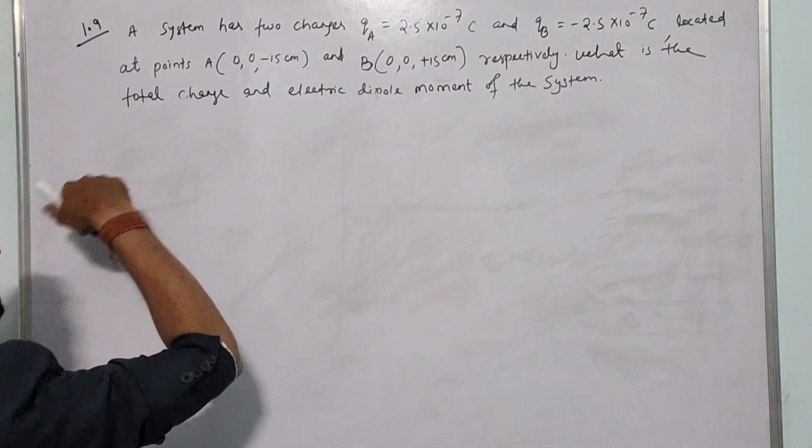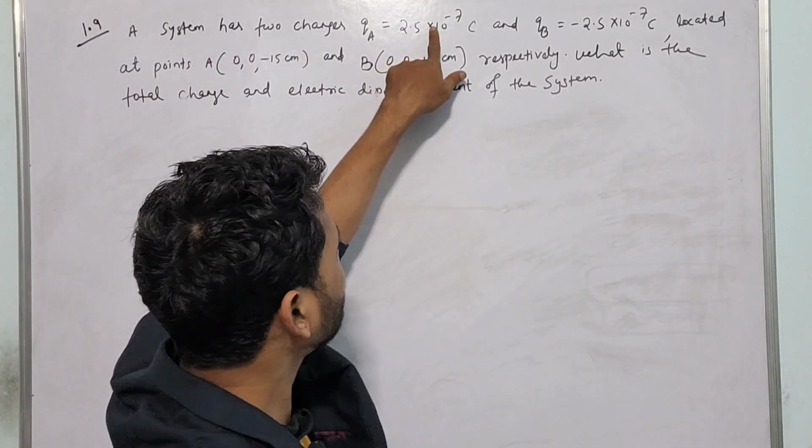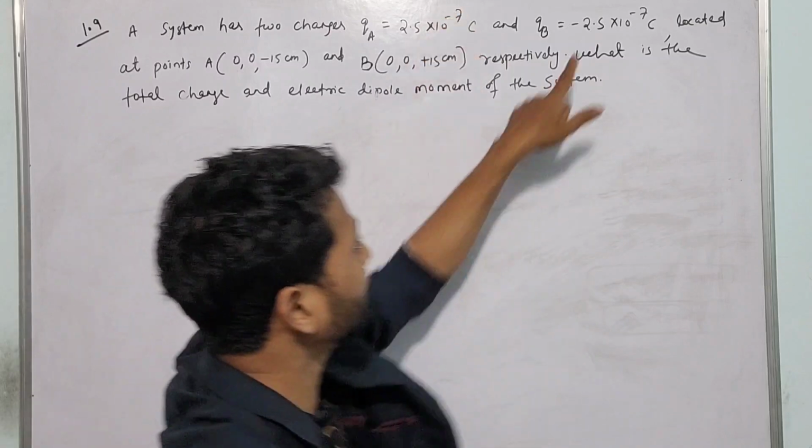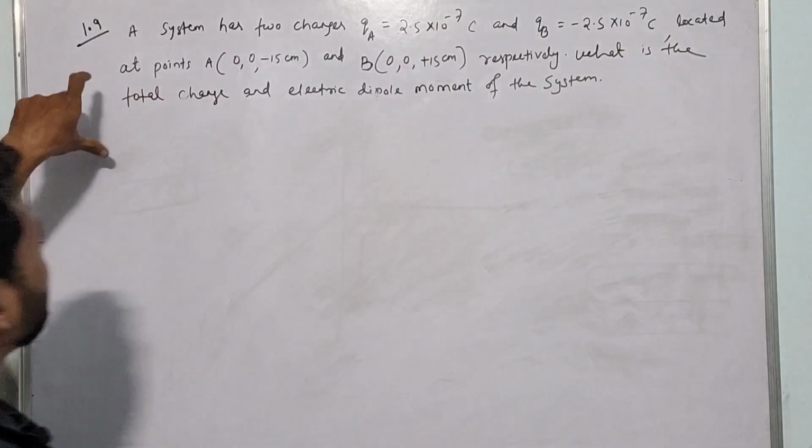Now coming to the next question, 1.9. A system has two charges, 2.5 into 10 to the power minus 7 coulomb and minus 2.5 into 10 to the power minus 7 coulomb, located at a point.